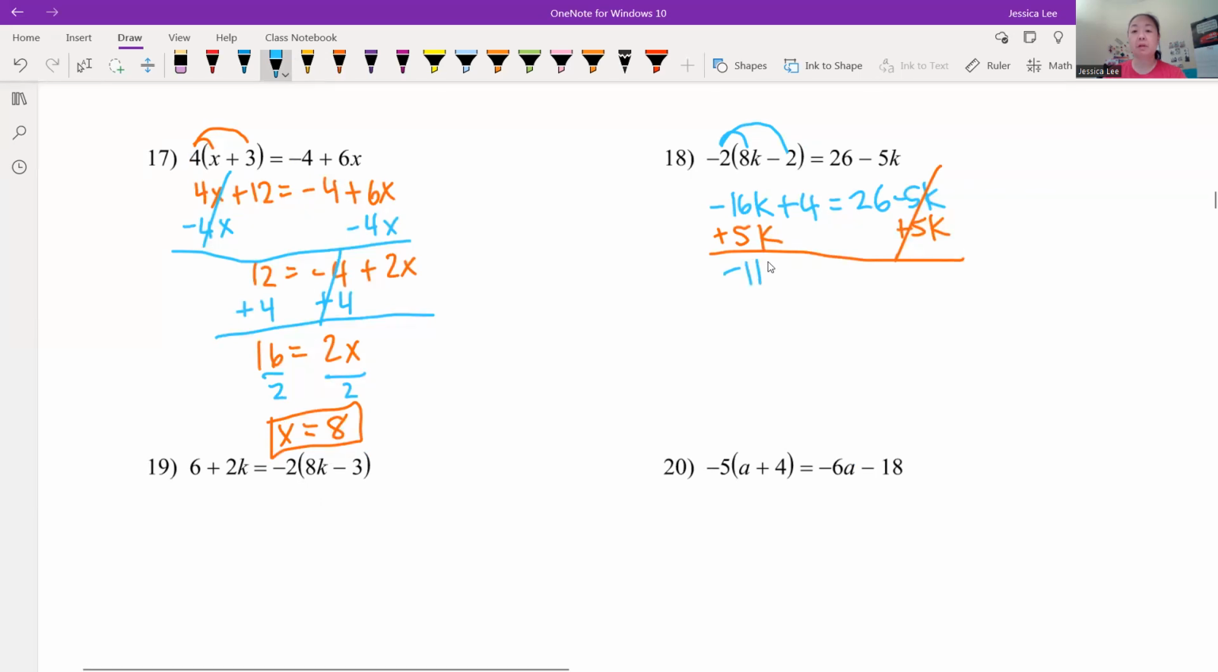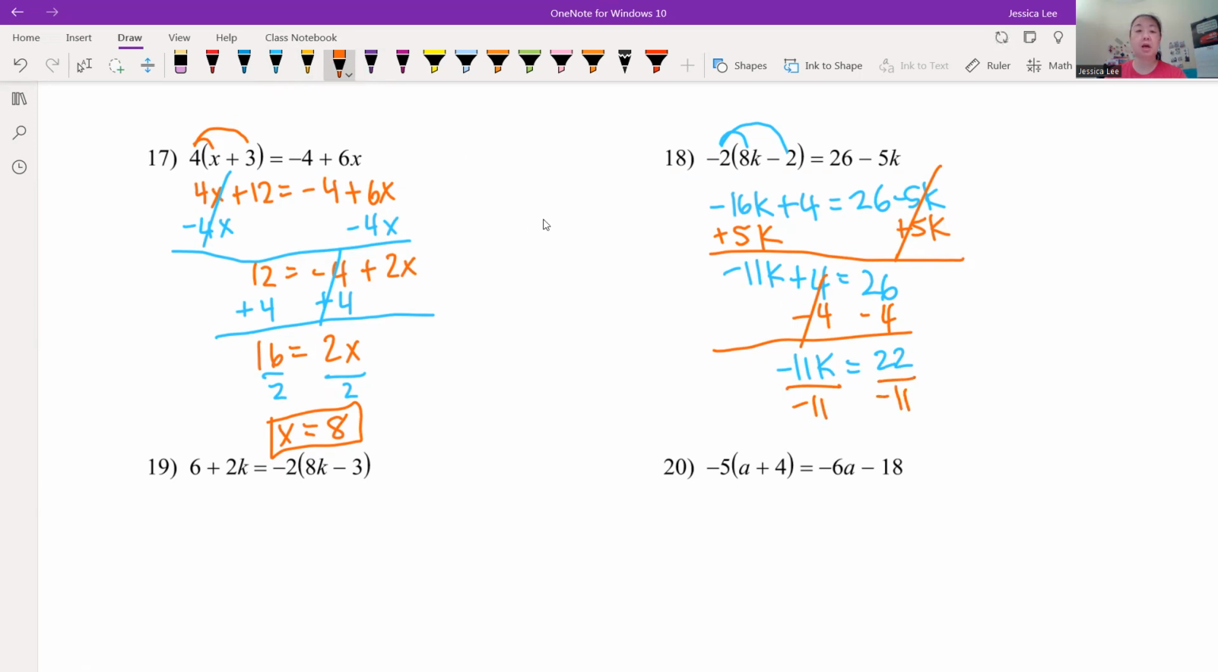Either way is totally fine. And we got -11k plus 4 is equal to 26. Again, we have our two-step equation. We're going to subtract 4 on both sides. And we have -11k is equal to 22. And we're going to now divide both sides by -11 because we want to know what is just k. And we'll see that k is equal to -2.